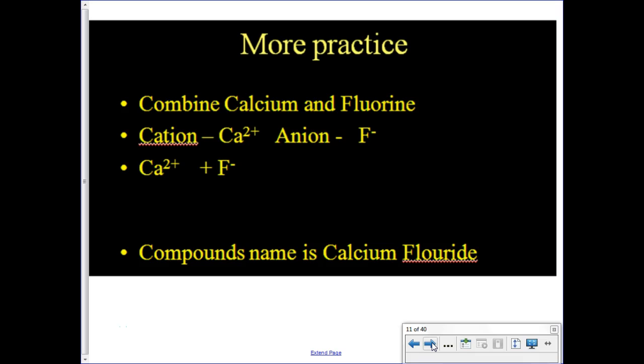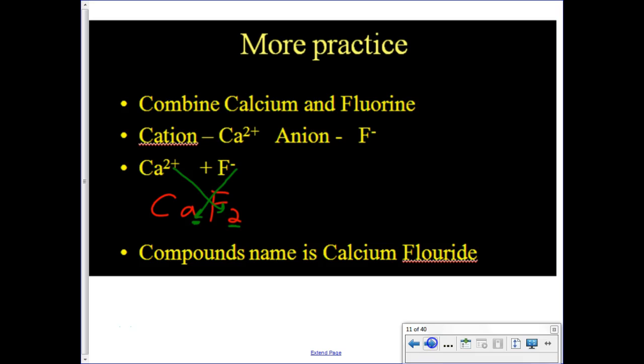What is the formula going to be? Maria? CaF2. Now, if you want to do the crisscross method, again, look how the 2 from the calcium is here. And then since there is no subscript there, we know that's a 1. It's just an understood 1.